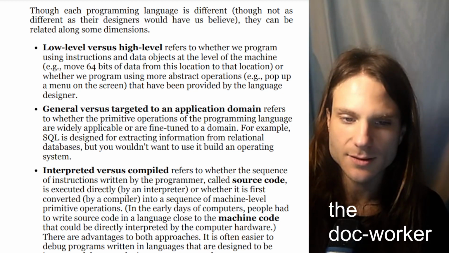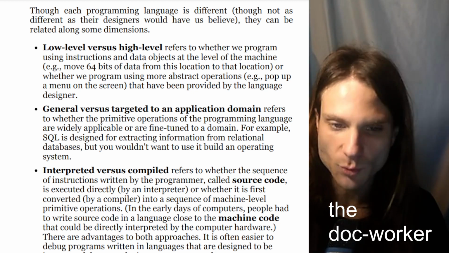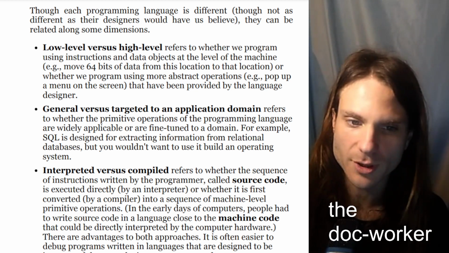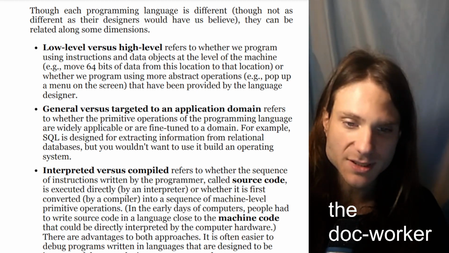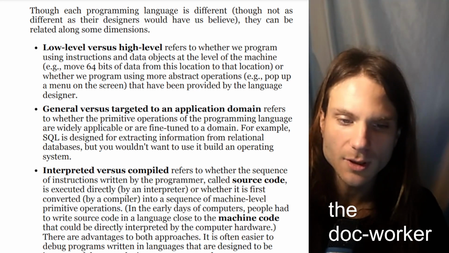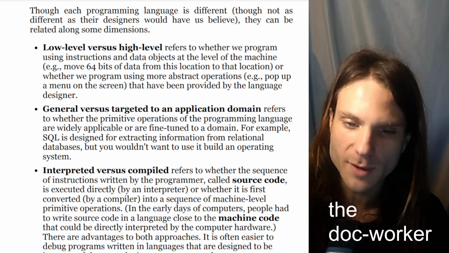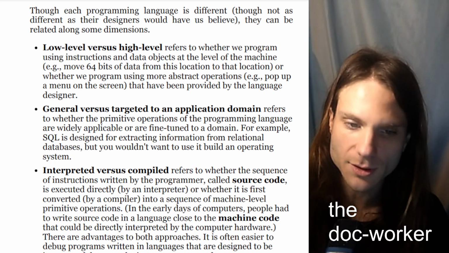General versus targeted to an application domain refers to whether the primitive operations of the programming language are widely applicable or are fine-tuned to a specific domain. For example, SQL, also pronounced sequel, is designed for extracting information from relational databases, but you wouldn't want to use it to build an operating system.